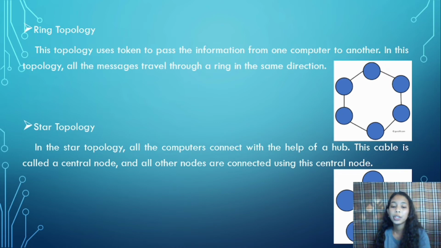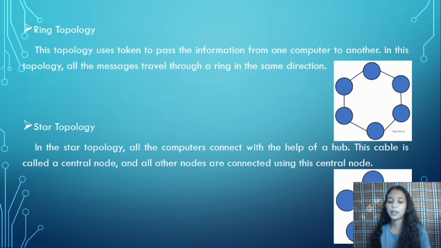The troubleshooting process is difficult in a ring topology. Failure of one computer can disturb the whole network. It offers equal access to all computers of the network, and faster error checking and acknowledgement. So it has fast error checking. Next is the star topology.